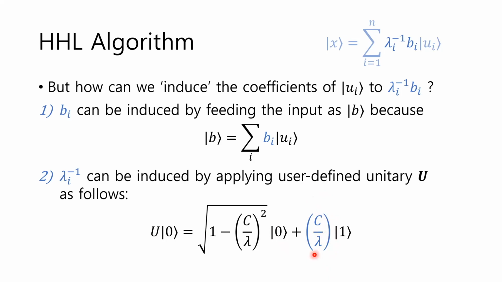So you have some freedom in choosing the normalization constant C, but you have to be careful that it doesn't exceed the minimum value of the eigenvalue lambda, because this is the normalization constant. If it is larger than the denominator, it will violate the normalization condition. So this is about lambda_i.